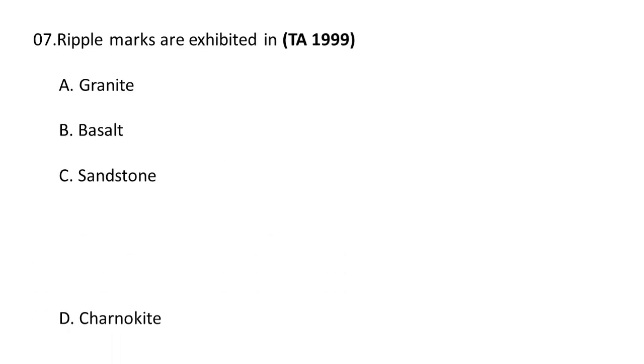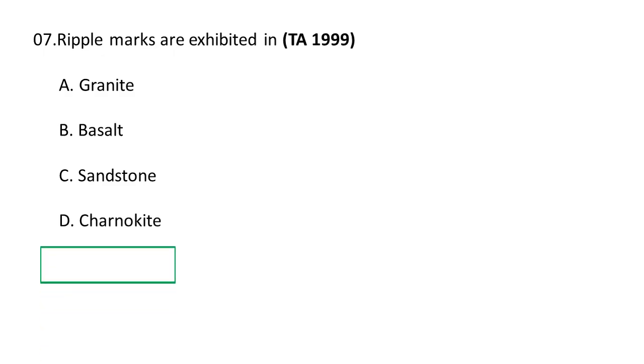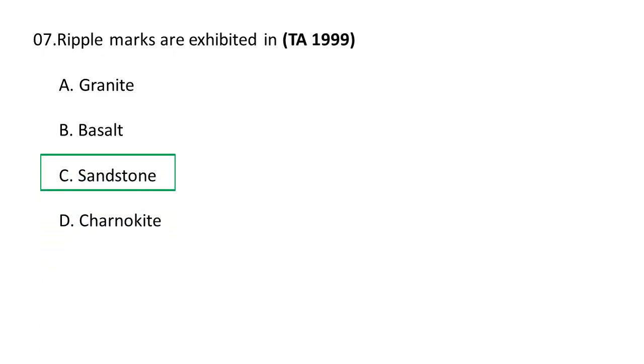Next question. Ripple marks are exhibited in, simple question, A. Granite, B. Basalt, C. Sandstone and D. Charnockite. So obviously ripple marks are exhibited in sandstone. Ripple marks are wavy lines that form when wind or water moves across a surface such as a beach, stream, lake or a sand dune. So C. Sandstone is the correct option.